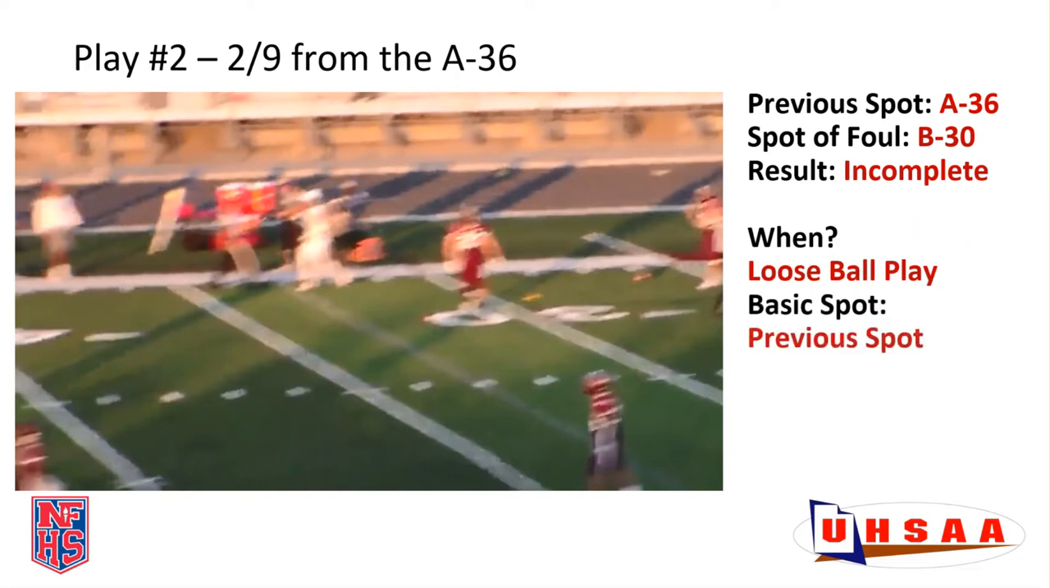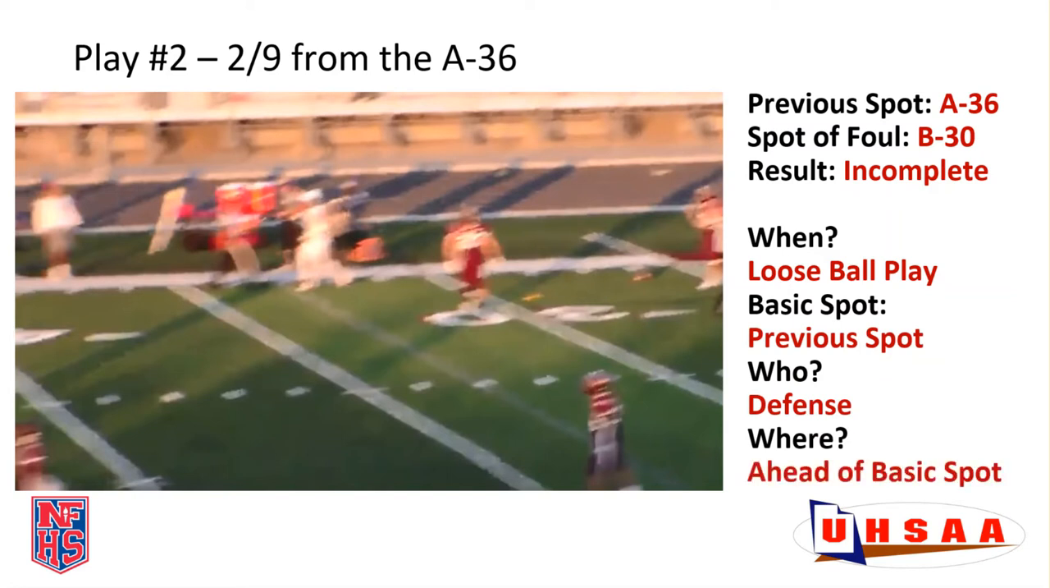So our basic spot will be the previous spot, which is the A36. Who commits this foul? Well, the defense does. And do they commit it ahead of or behind the basic spot? It's well ahead of the basic spot. So we will use the previous spot as our enforcement spot. This is the upper right quadrant on your chart. The enforcement will be 15 yards from the A36 and will head in the direction of the offense, giving them a first down since they had 9 yards to go for the line to gain.